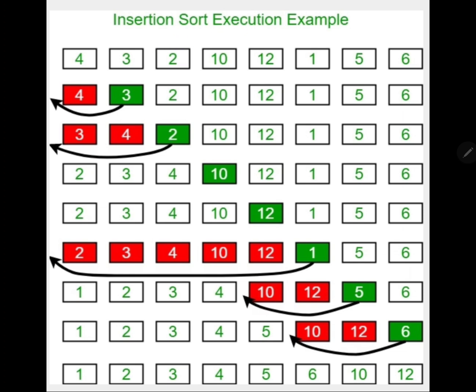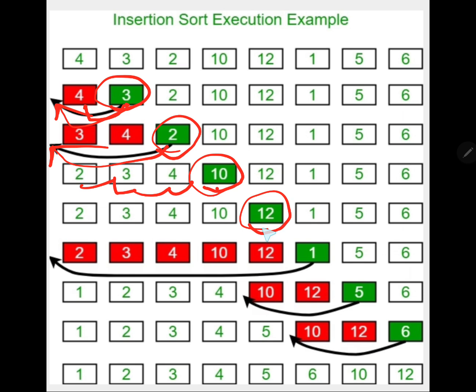Right, insertion sort execution example. See here, very simple. The second element will be taken and compared with the first element. It is small, so it will be inserted here. The third element will be taken, it is small, so it will be inserted here. And the fourth element is big, so it will be kept as it is, bigger than these. Then the next element, 12, is bigger than this, so it will be kept as it is.